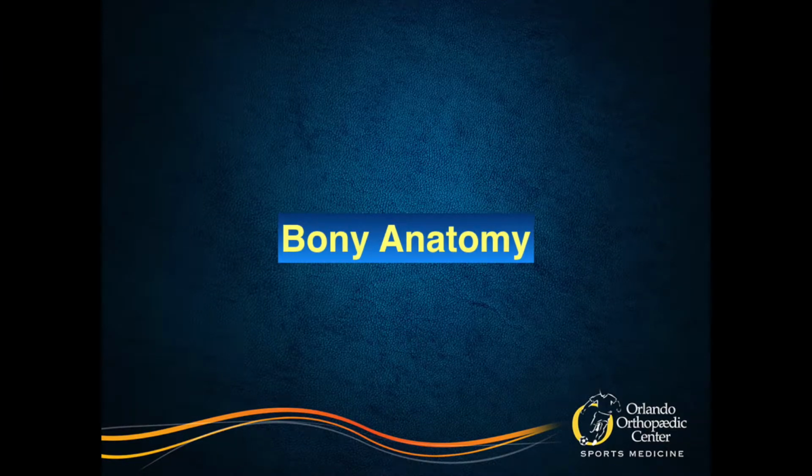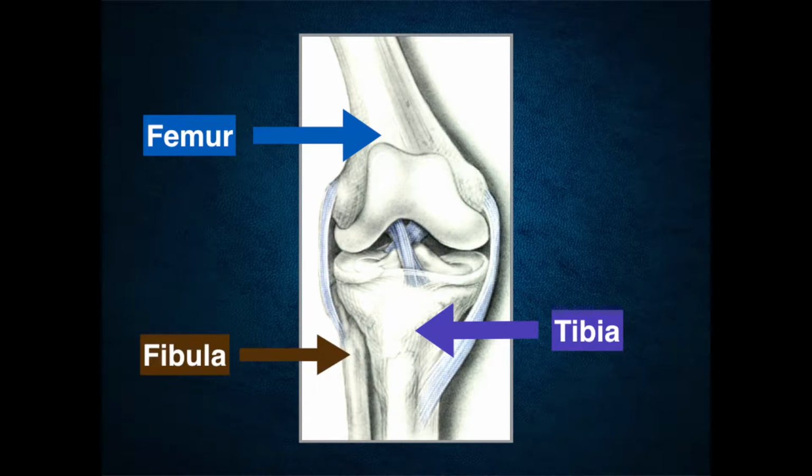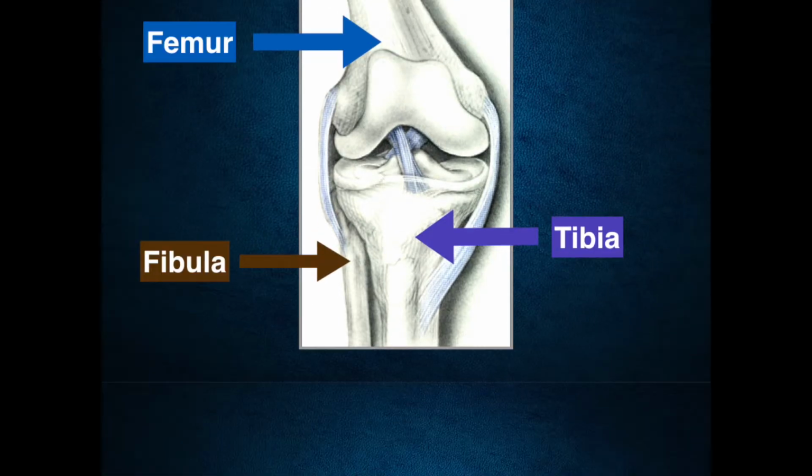So we're going to look at the bony anatomy first of the ACL. The femur is the thigh bone. You can see the arrow pointing to it. The tibia is the main bone in the lower leg. And the fibula is the smaller bone in the lower leg.